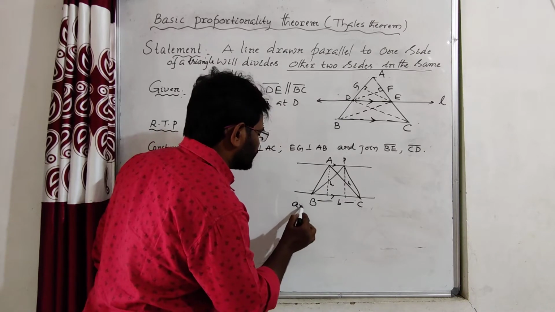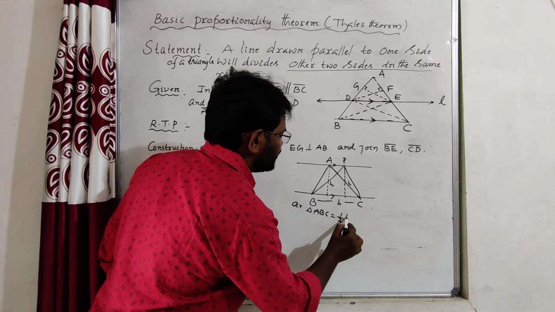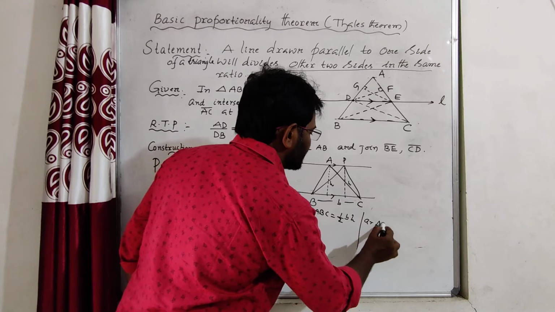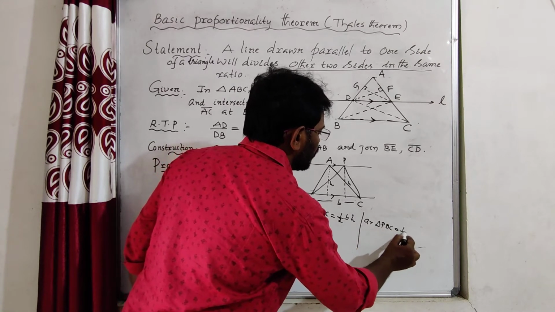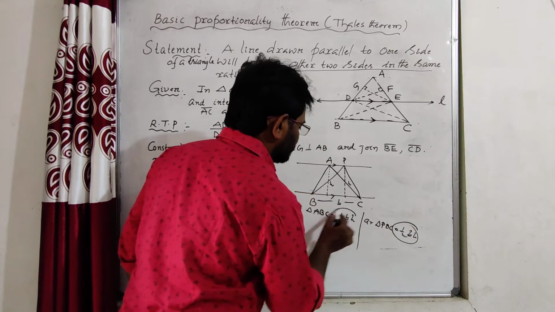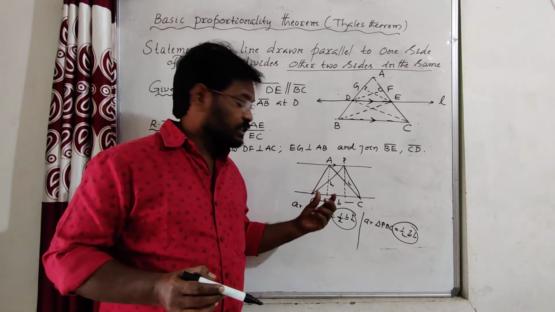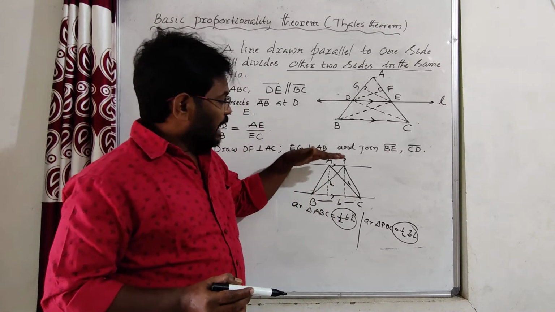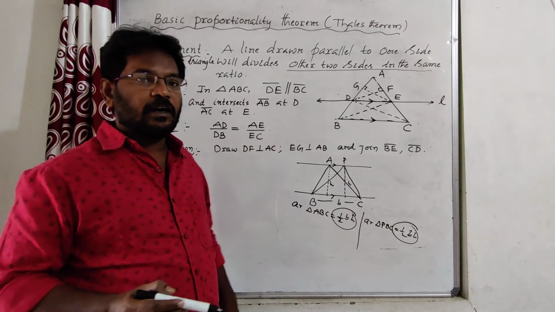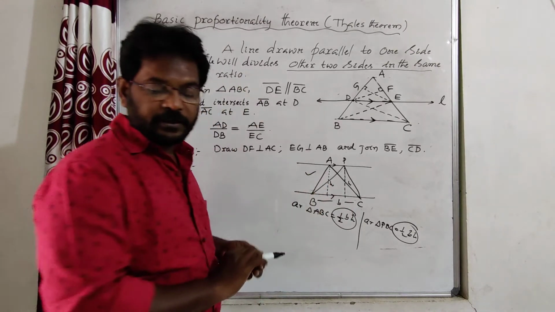What is the area of triangle ABC? Half of base B, height H. In the same way, what is the area of PBC? Half of base B, height H. So both are the same. So we conclude that triangles which are on the same base and between the same parallel lines are equal in area. This is very, very important. So keep it in your mind.